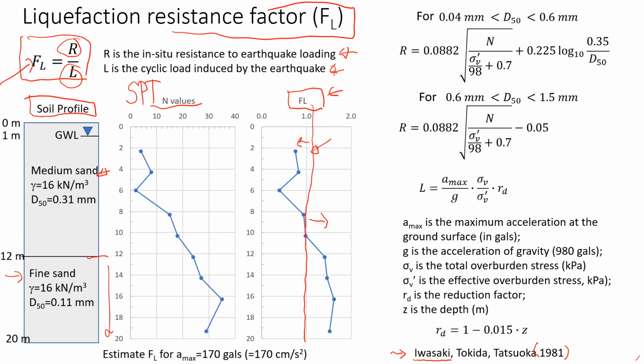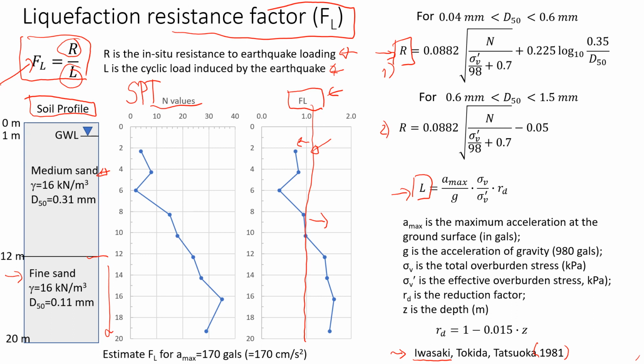So this is the formula for how to get R, and this is the formula for how to get L. Let's start with R. This is the in situ resistance. You see this is actually two formulas, 1 and 2. They're based on empirical correlations.